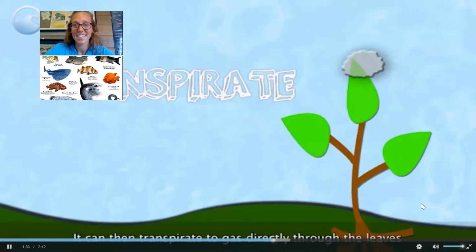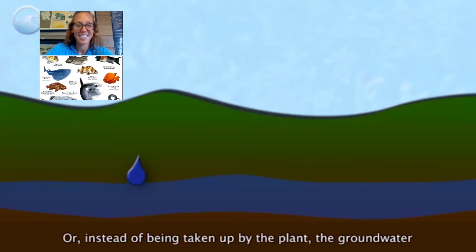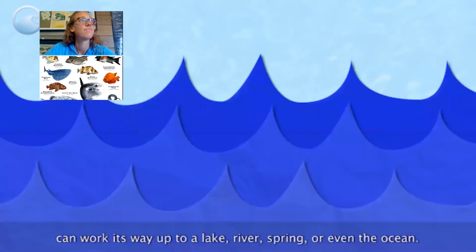Gas directly through the leaves and it turns to gas. Groundwater can work its way out to a lake, river, or even the ocean.